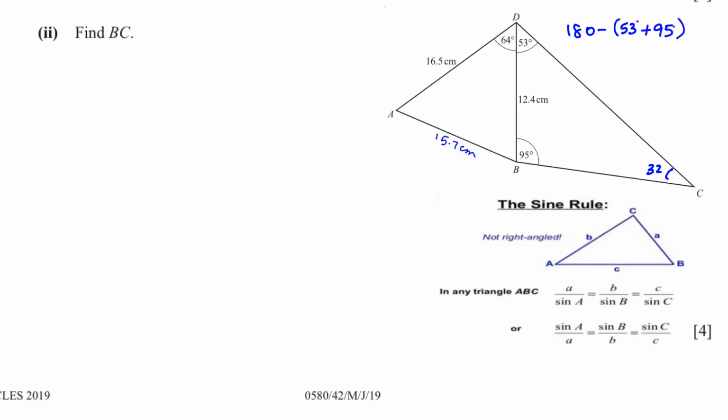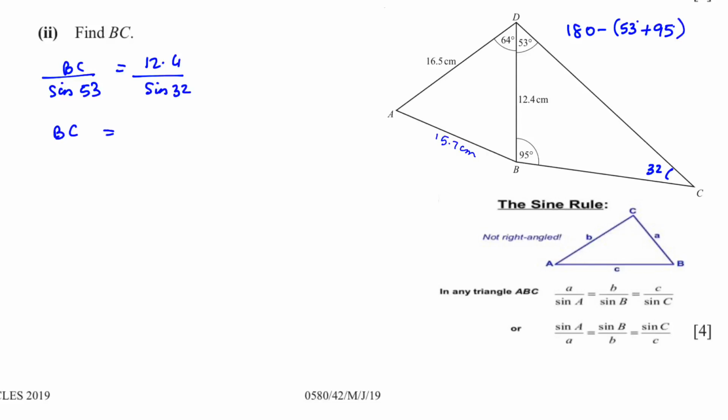Okay, so to find the side, we are going to use a over sine A is equal to b over sine B is equal to c over sine C. To find the angle, we just flip these over and use it. So BC over the angle opposite BC. What is it? This is BC, so the angle opposite is 53. We'll write sine 53 is equal to 12.4, that is the side which we have, and the angle opposite this side is 32. So sine 32.